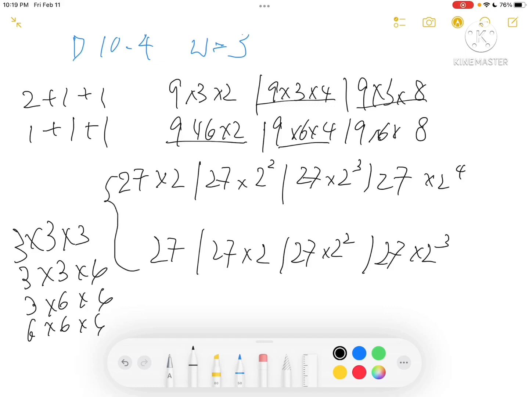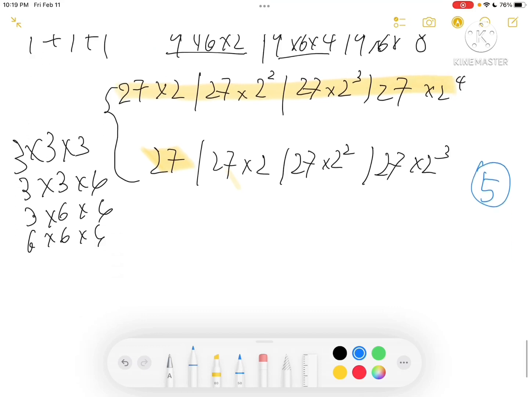So when we combine these two lists of these two cases, we find out there's actually only 5 distinct scenarios, which are these 5. So when w is equal to 3, we'll only have 5 distinct solutions.